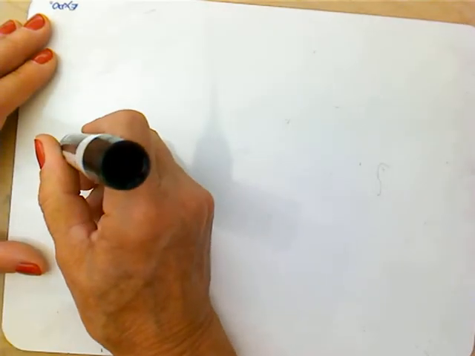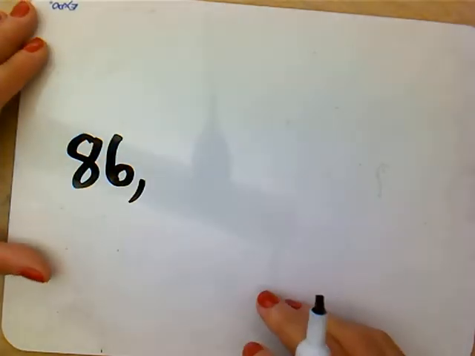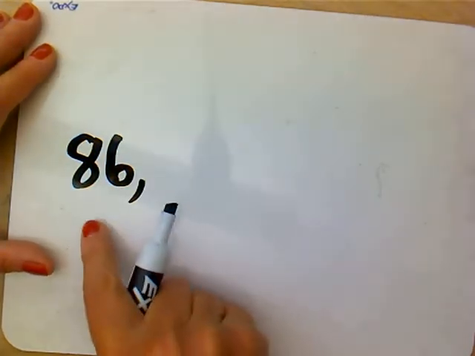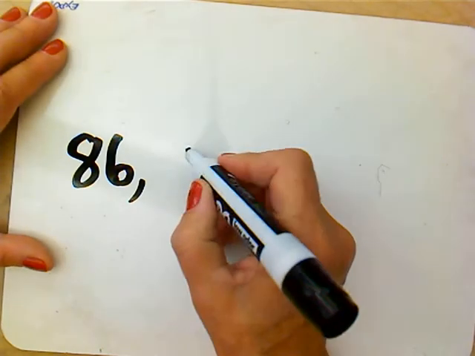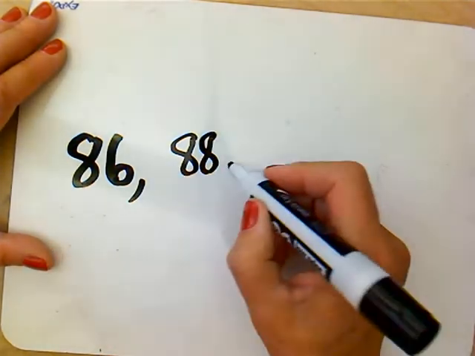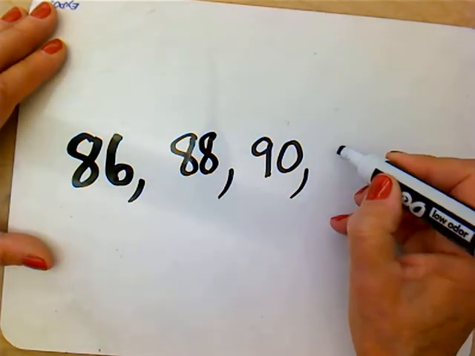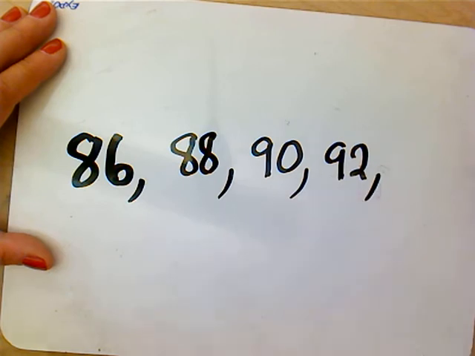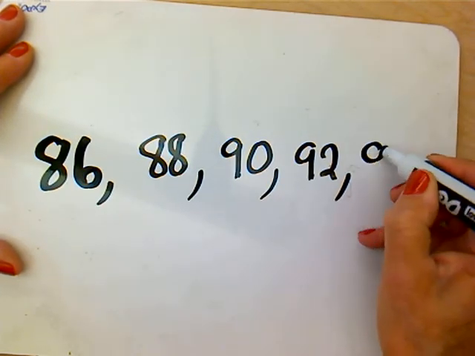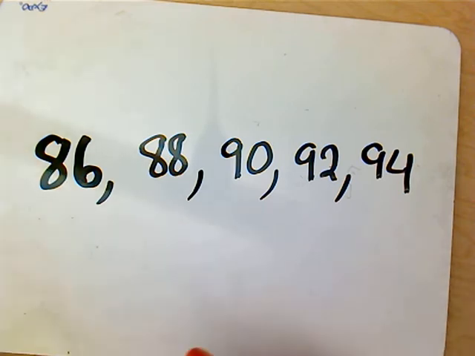Let's look at, say, 86. So if we started at 86 and we were adding 2, 86 would take us to what? 88, because I'm adding 2. What would I go next? Did you say 90? Add 2. Did you say 92? Add 2 again. Did you say 94?